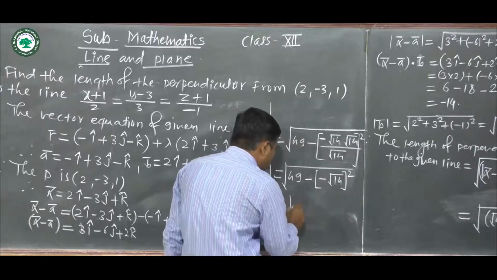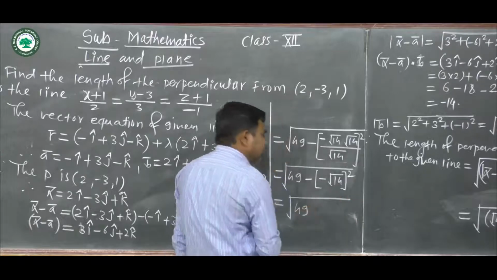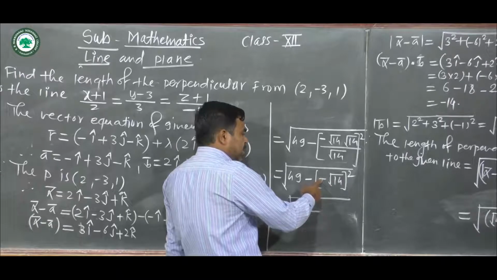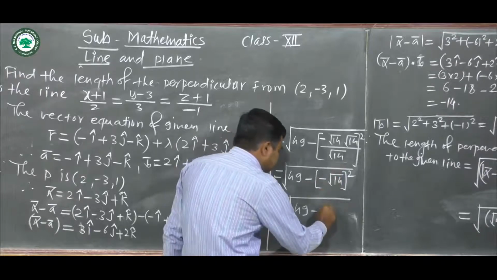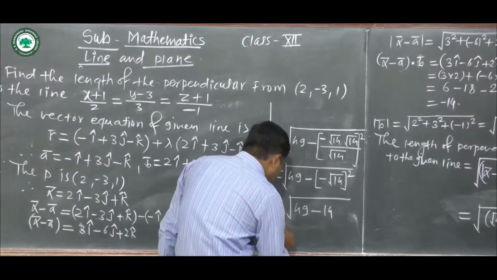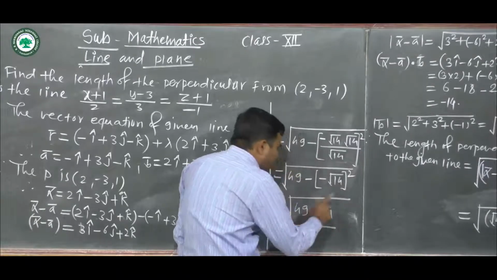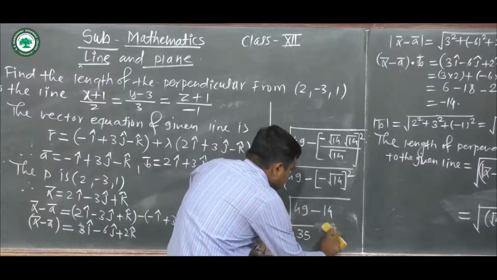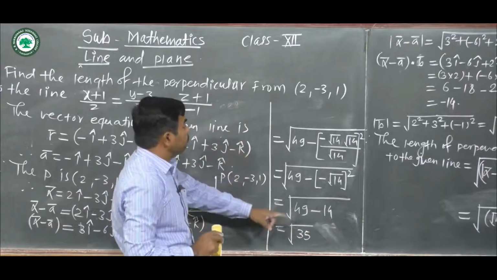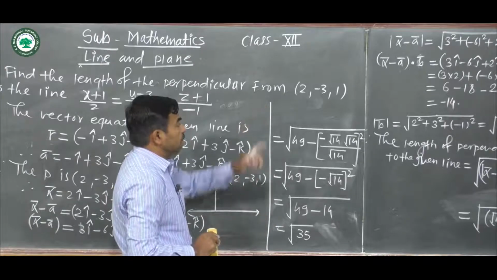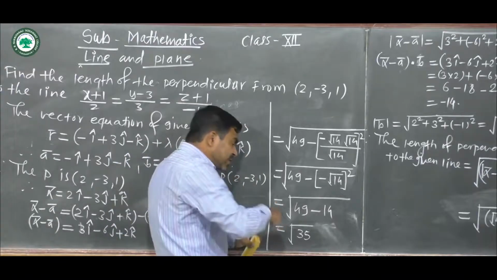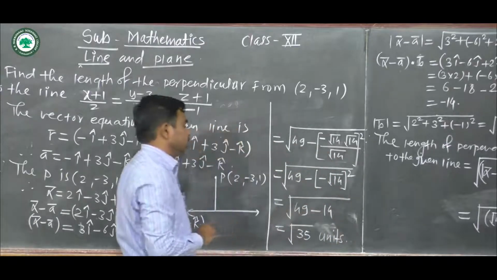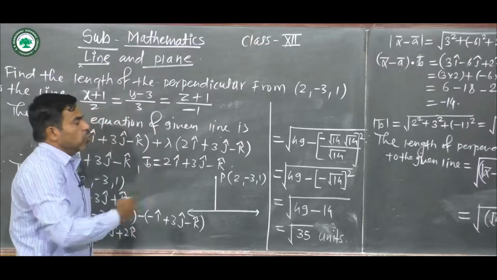Again it is equal to square root of 49 minus square of minus become plus, and this square and square root get cancelled, it is 14 only. So again it is equal to square root of 49 minus 14, 35. So this is the shortest distance or length of the perpendicular from the point 2, minus 3, 1 to the given line. So it is distance, so I have to write it as units. So this is the solution.